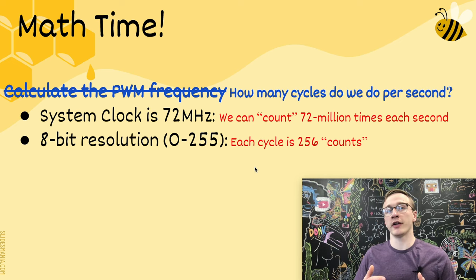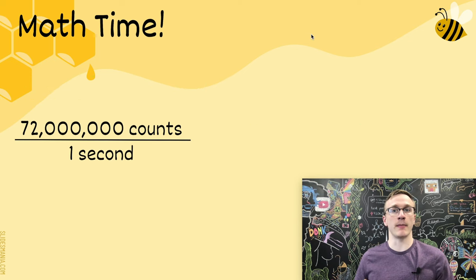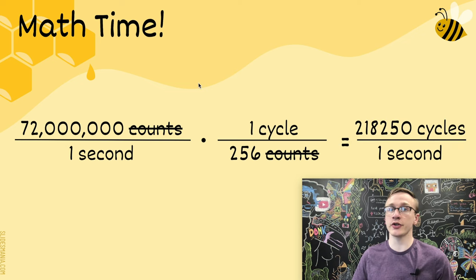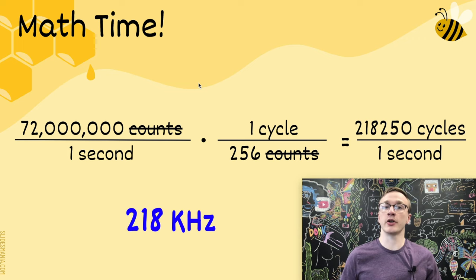So we're really trying to figure out how many of these counting cycles we can do every second. This is how I like to write out my math problems. We're able to do 72 million counts every 1 second, and there is one cycle for every 256 counts. So doing the math, this gives us just over 218,000 cycles per second. This means that our PWM frequency is 218,250 hertz, and we'll just simplify this to 218 kilohertz. The STM32 blue pill runs at 72 megahertz. So this means that if we had a resolution of 256, our PWM frequency would be 218 kilohertz.